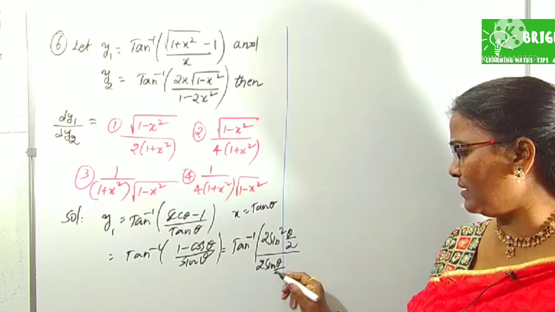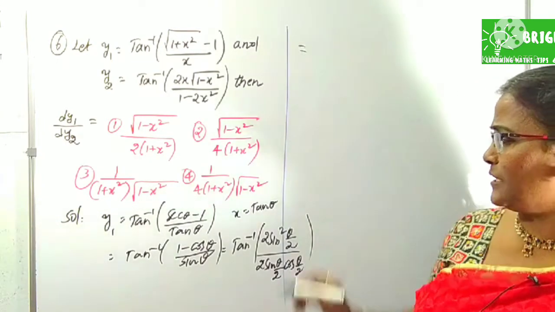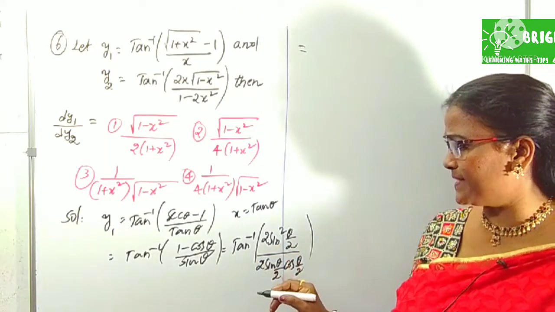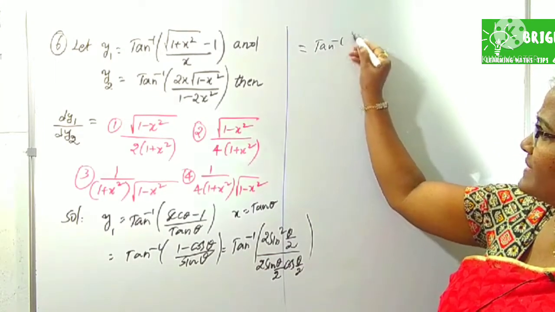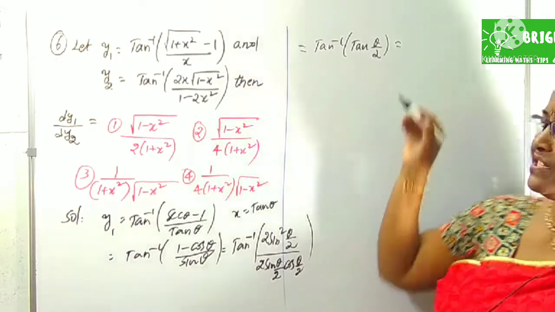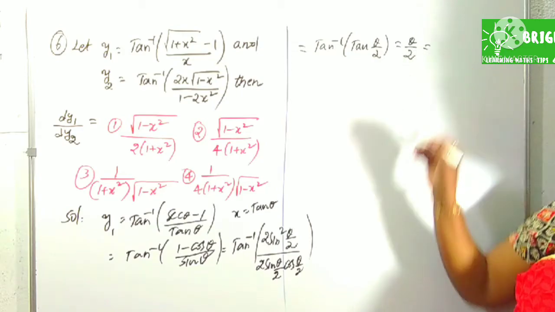Sin 2a formula. Right. What happened? In the next step, 1 2 cancel, 1 sin cancels, and one more sin by cos is left out. Means what? This is the tan inverse of sin by cos, which means tan theta by 2. Tan inverse of tan theta by 2 is how much? Theta by 2.